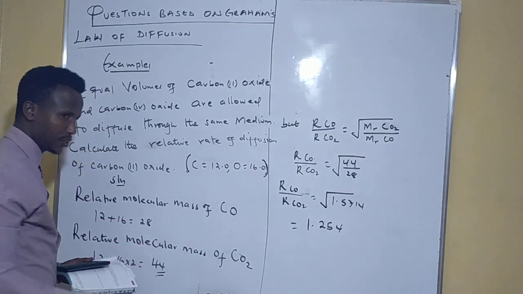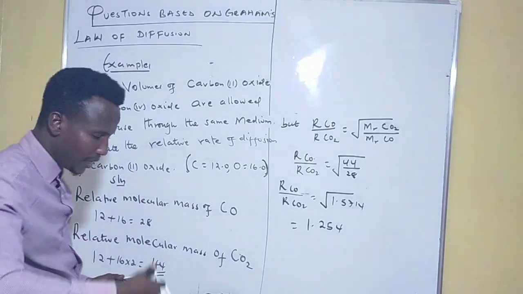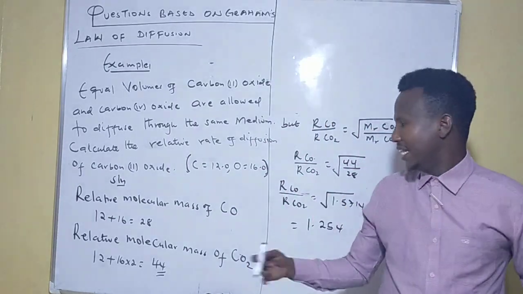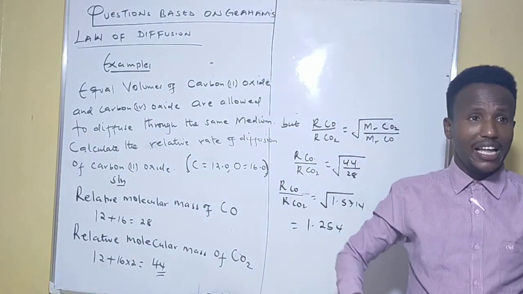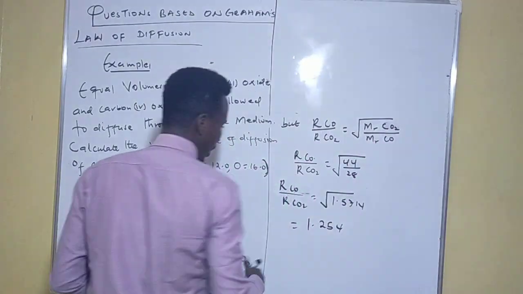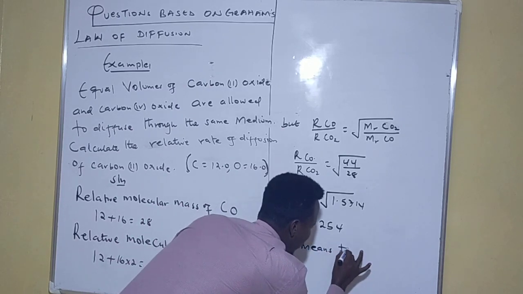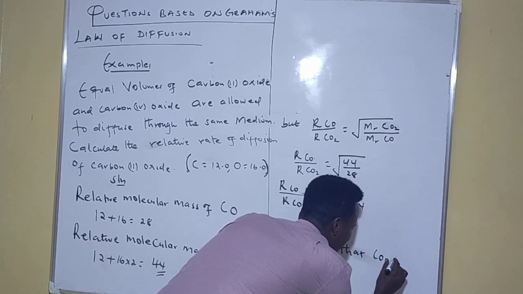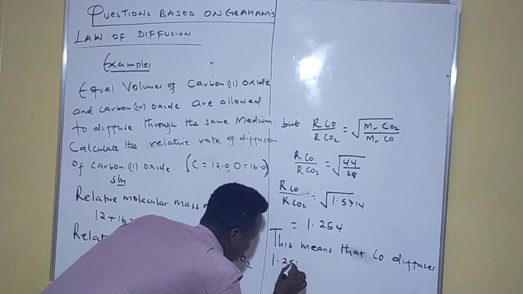So in chemistry, when we compare with respect to the relative molecular masses, carbon monoxide will diffuse faster than carbon dioxide, simply because the gas with the lesser relative molecular mass diffuses faster than the gas with a large relative molecular mass. Don't forget that, because the lesser the relative molecular mass of a gas, the higher the rate of diffusion. So this means that carbon monoxide diffuses 1.254 times faster.